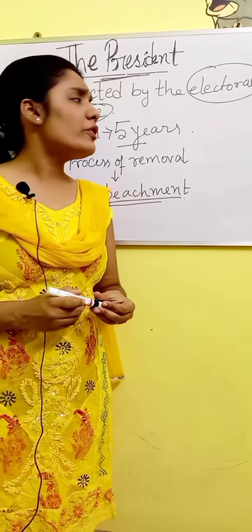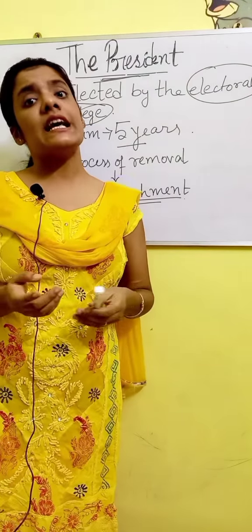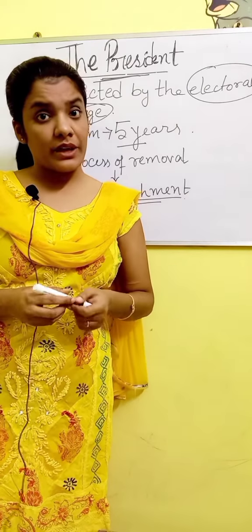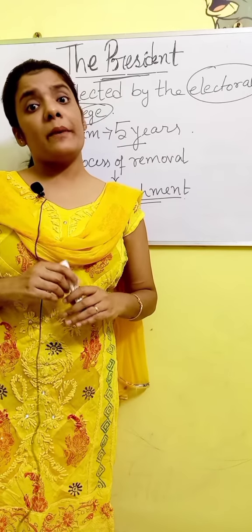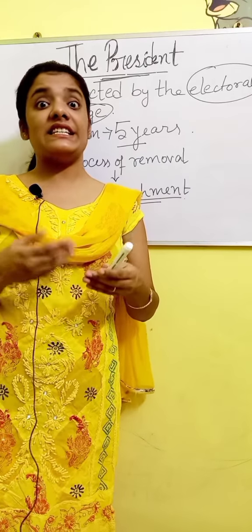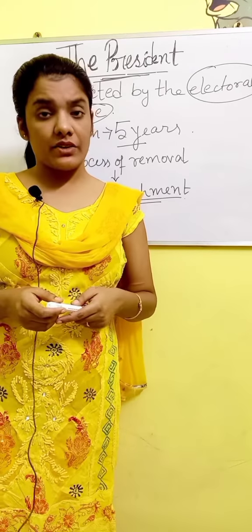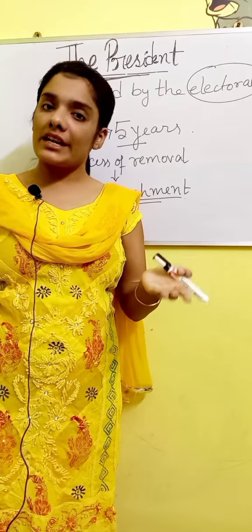But before the completion of that 5 years, it may happen that the office of President may fall vacant. Okay. But under certain conditions only, the office of the President may fall vacant. In case the President dies an uncertain death, then his office might fall vacant. Okay. And if he is removed after being found guilty of some offense, then also his office might fall vacant.